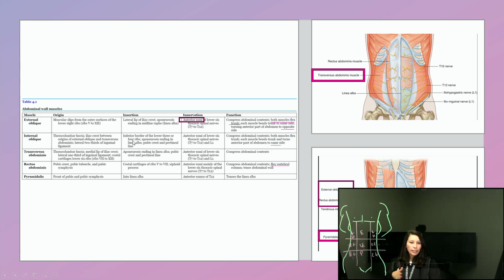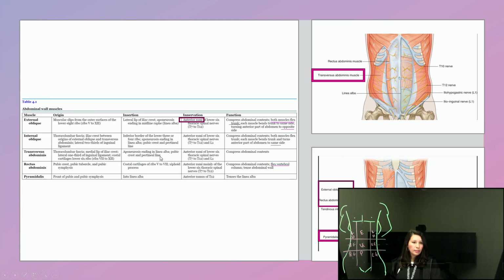Your internal oblique has an insertion in the inferior border of the lower 3 or 4 ribs, but it also has an insertion in the aponeurosis ending in the linea alba and the pubic crest and pectineal line as well. So there are a couple of differences there in the insertion.